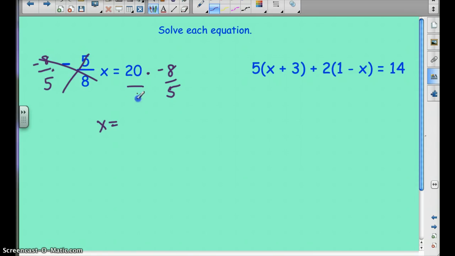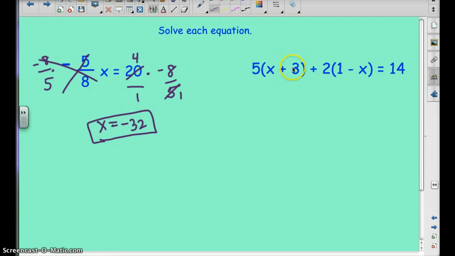And here, when you multiply fractions, top times top, bottom times bottom, sometimes I like to go ahead and cross cancel if I can. So I know both of these are divisible by 5. So 4 times negative 8 ends up being a negative 32. And then you can substitute back in to check your answer.